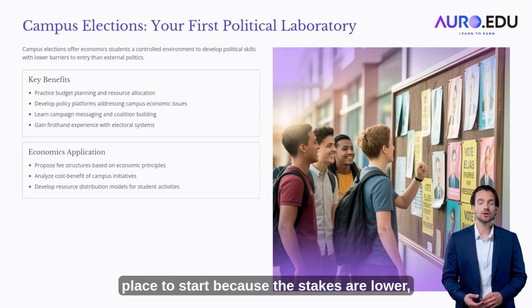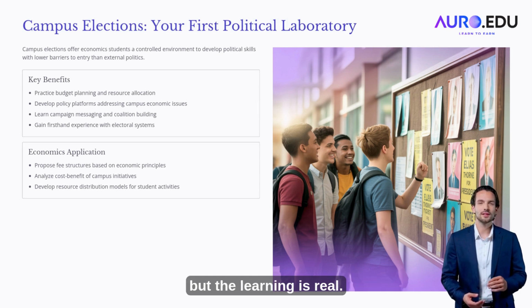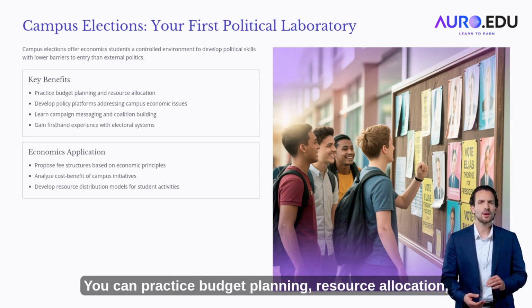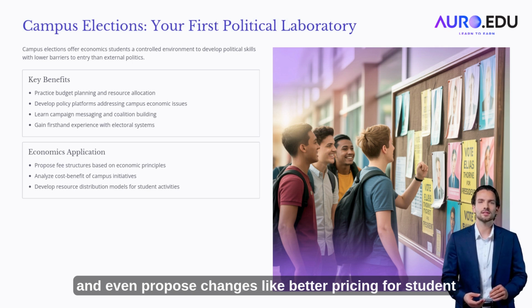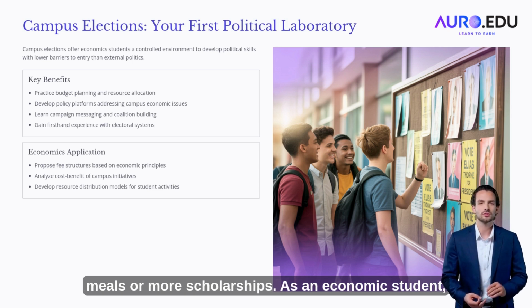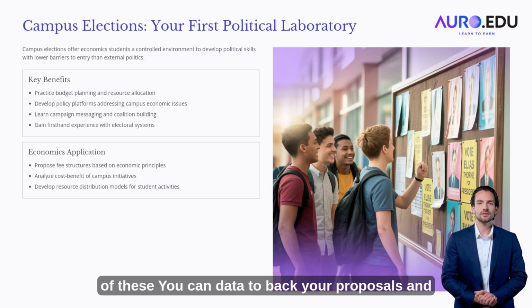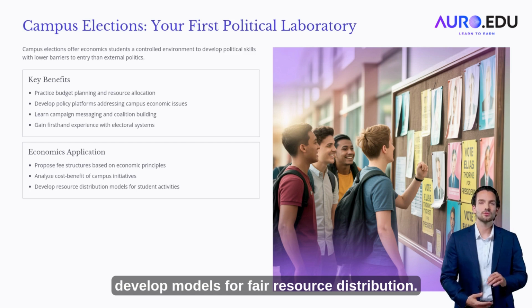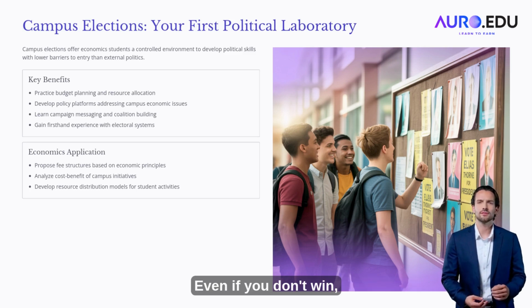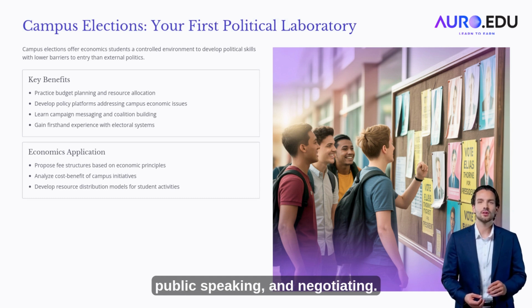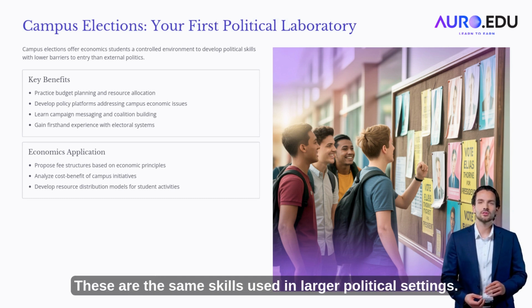Campus elections are a great place to start because the stakes are lower, but the learning is real. You can practice budget planning, resource allocation, and even propose changes like better pricing for student meals or more scholarships. As an economics student, you can analyze the cost-benefit of initiatives, use data to back your proposals, and develop models for fair resource distribution. Even if you don't win, you gain skills in organizing, public speaking, and negotiating. These are the same skills used in larger political settings.